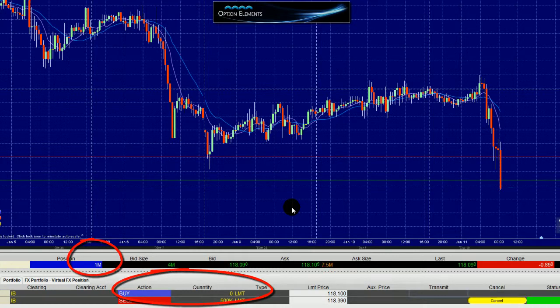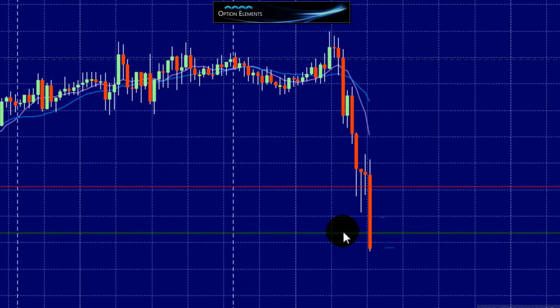Okay, there we have it. We just bought our additional 500, so we're long a million. Now you see that the green line moved down. That's our break-even point. The blue hash mark is our second purchase order. That blue hash mark right there is the first purchase order. And here's our sell order that we had in there initially.